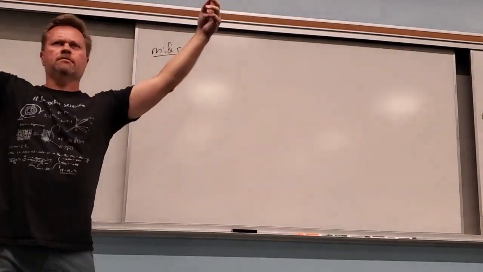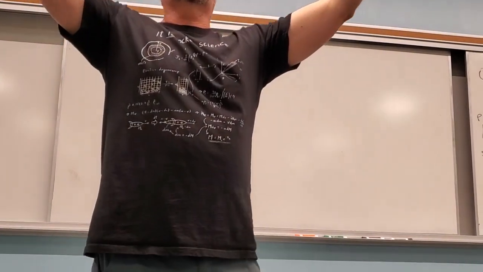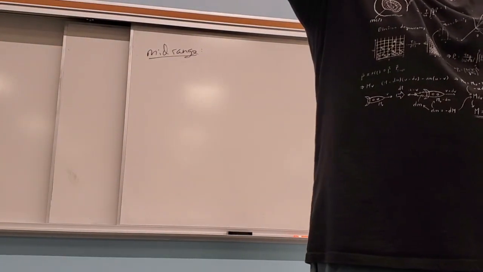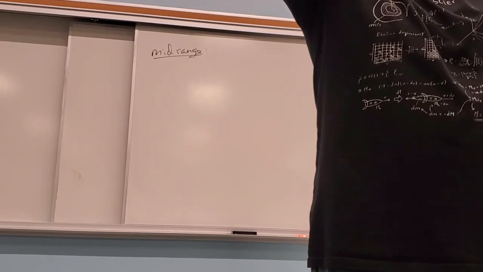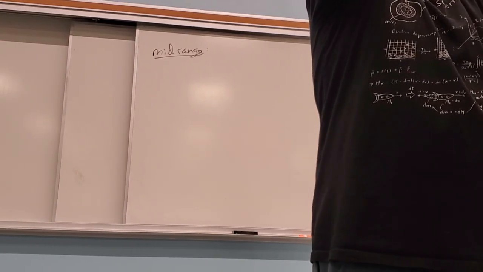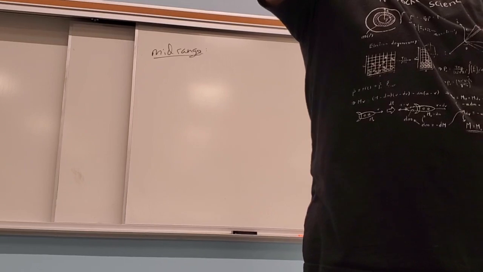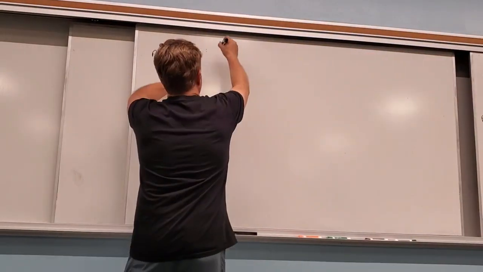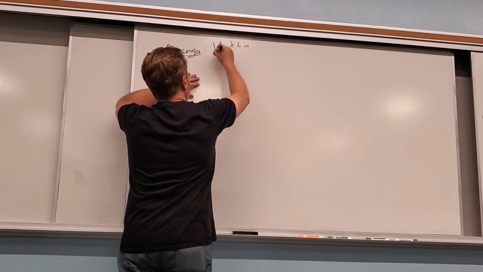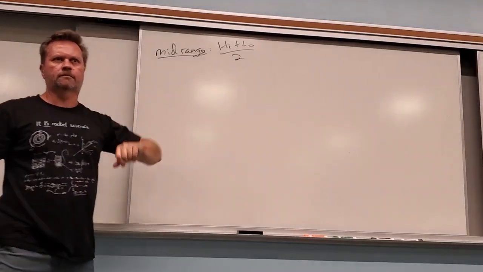Mid-range, what's the range again? High minus low. So the mid-range kind of makes sense. It should be the middle of the range. So that means I would take high and low and average them. The name tells you what to do: the middle of the range. Take the high plus low and then divide by 2. That's the mid-range.